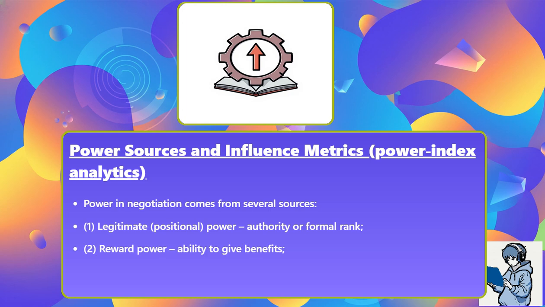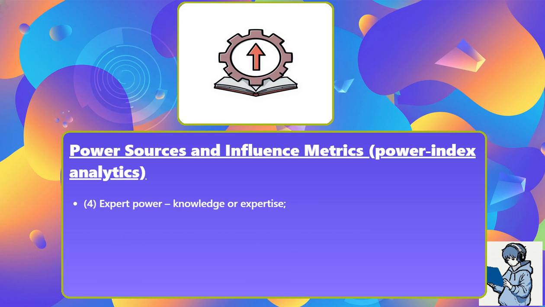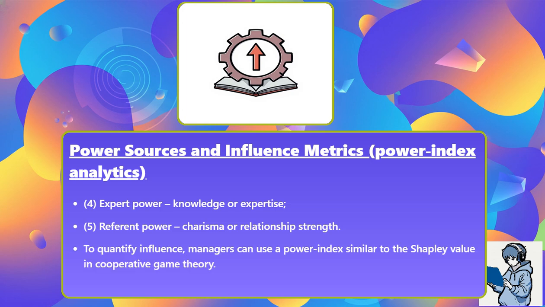Number 2, reward power, is the ability to give benefits. Number 3, coercive power, is the ability to impose costs. Number 4, expert power, is knowledge or expertise. Number 5, referent power, is charisma or relationship strength. To quantify influence, managers can use a power index similar to the Shapley value in cooperative game theory.